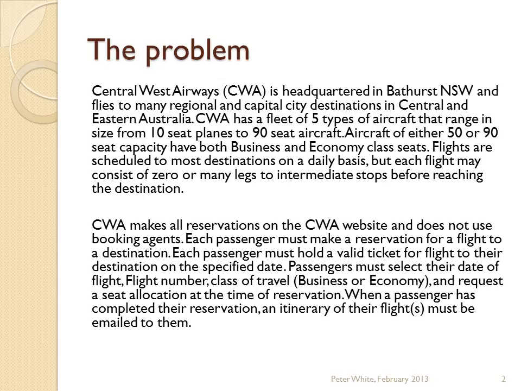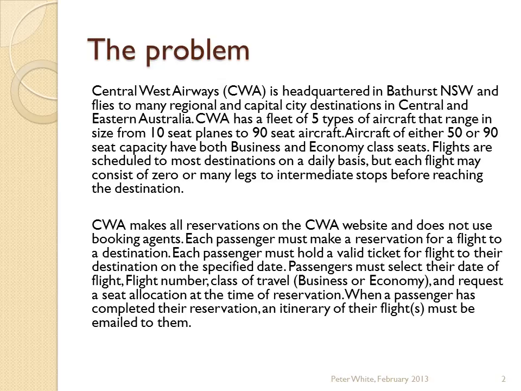And so we see that Central West Airways is a regional airway headquartered in Bathurst, flies to regional and capital city destinations in central and eastern Australia. A fleet of 5 different types of aircraft that range in size from 10-seat planes to 90-seat aircraft, and aircraft that are either 50 or 90-seat capacity have both business and economy class seats. So flights are scheduled to most destinations on a daily basis, but each flight can consist of either 0 or many legs to intermediate stops before reaching their destination.